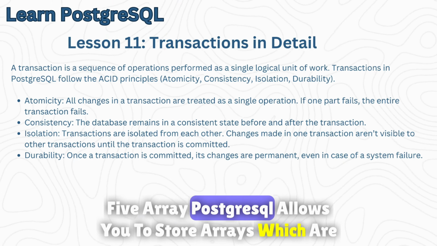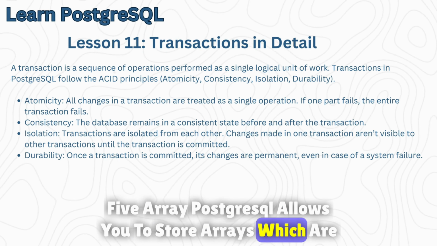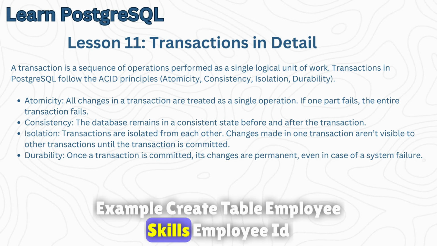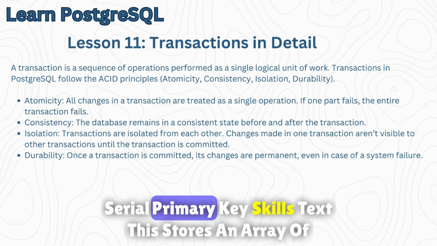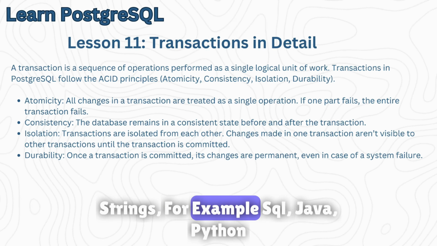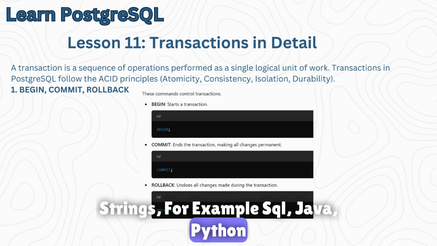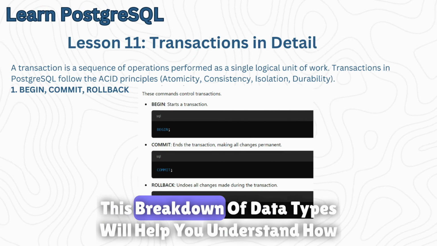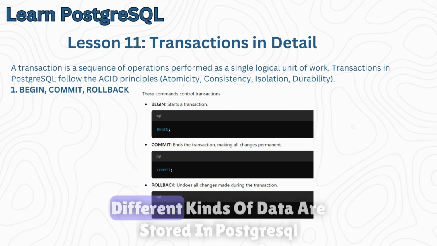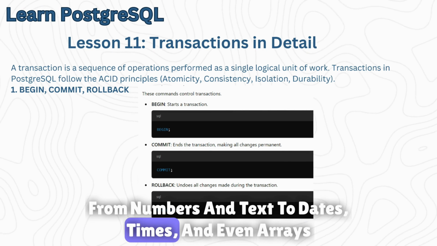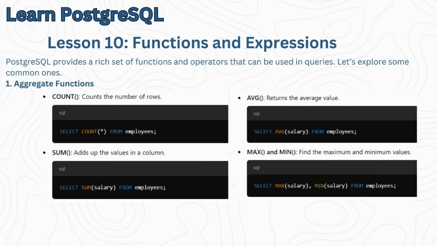5. Array type. PostgreSQL allows you to store arrays, which are ordered lists of values. Example: CREATE TABLE employee_skills (employee_id SERIAL PRIMARY KEY, skills TEXT[]). This stores an array of strings, for example SQL, Java, Python, representing different skills of an employee. This breakdown of data types will help you understand how different kinds of data are stored in PostgreSQL, from numbers and text to dates, times, and even arrays.